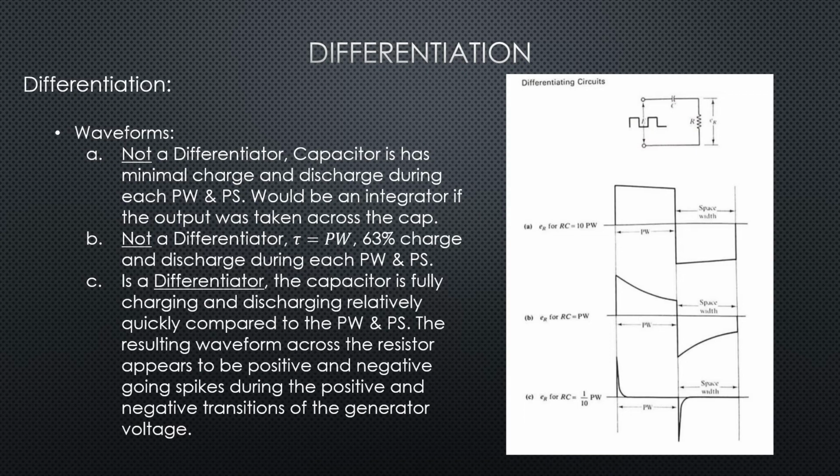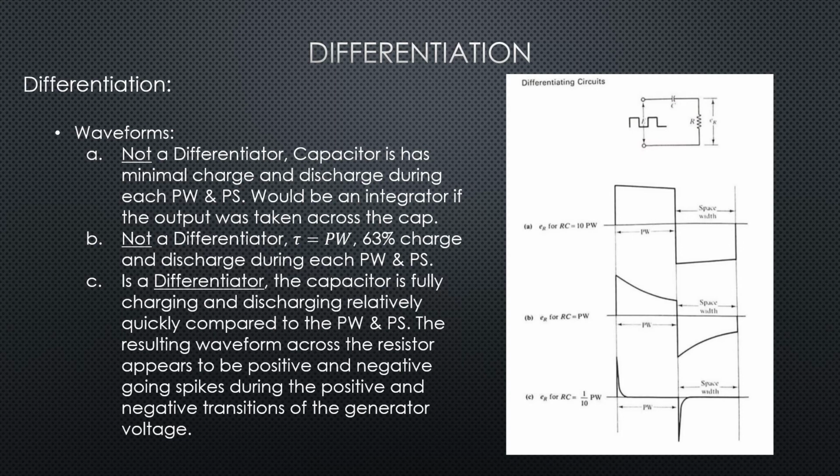The waveform B. So now we can see the capacitor charging and discharging, but we see that it's just about getting to like 63%. It's charging and discharging. It's not discharging all the way. And we can see it says that RC is equal to pulse width, so you know that the time is equal to 1 tau. So that makes sense that it's 63%, but it's not all the way discharged and it's not all the way charged. So it's also not a differentiator. We're not getting the spikes.